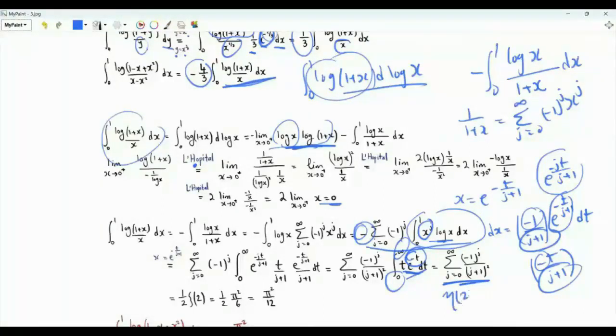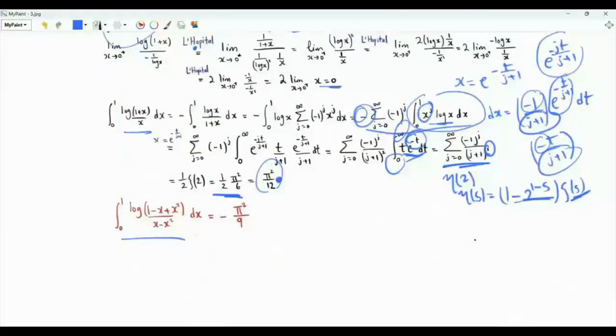This is the Dirichlet function, eta of 2. We know that eta of s is equal to 1 minus 2 to the power 1 minus s, times zeta of s. s in our case is equal to 2. So this bracket is equal to 1 minus 1 half. That's 1 half. We have zeta of 2, which is pi squared over 6. So this integral is pi squared over 12. If we multiply this result by minus 4 over 3, we get that our integral of interest is equal to minus pi squared divided by 9.